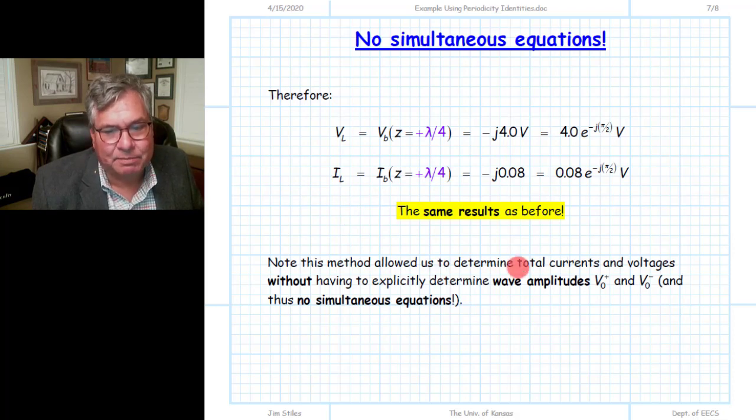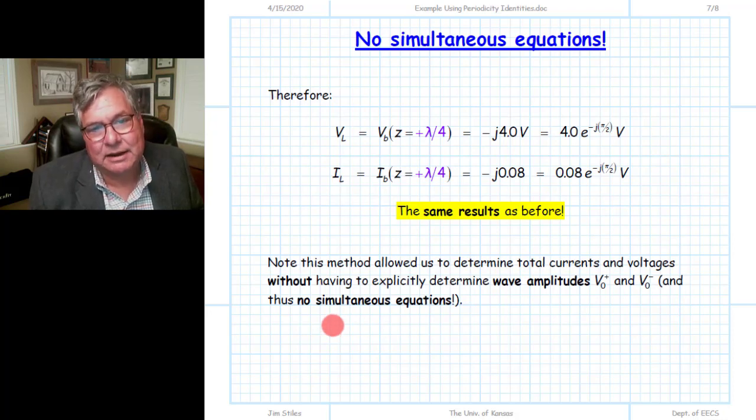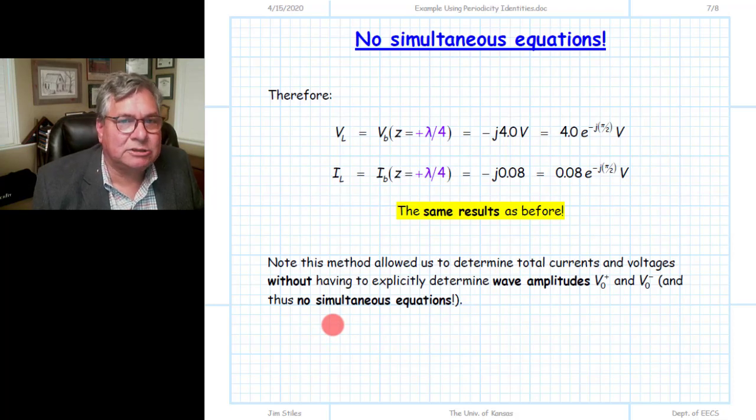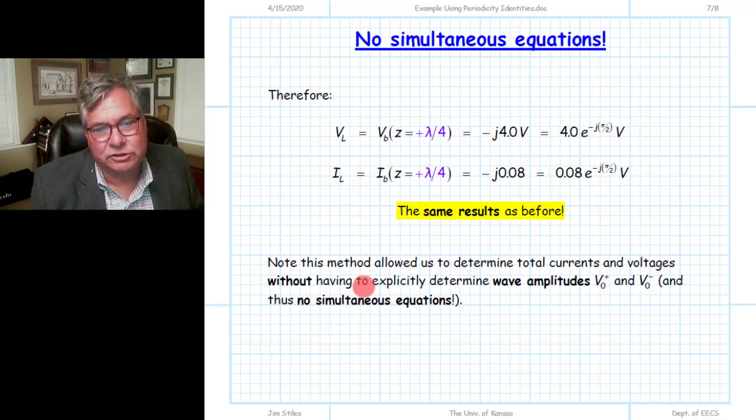We didn't have to stop and take two equations and two unknowns to determine the unknown values of our complex wave amplitudes V0 plus and V0 minus. No simultaneous equations. And so you can click through the analysis pretty quickly to get the answer for the currents and voltages at either end of either transmission line.